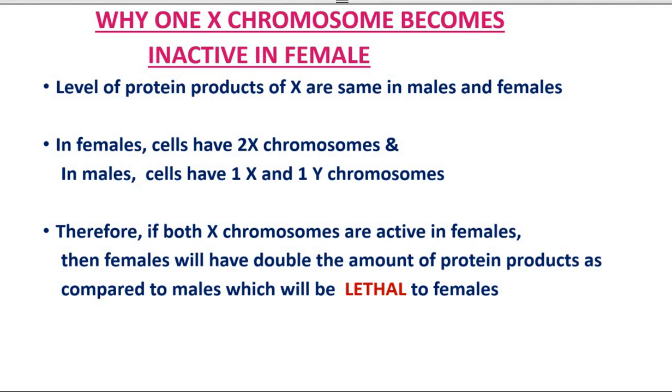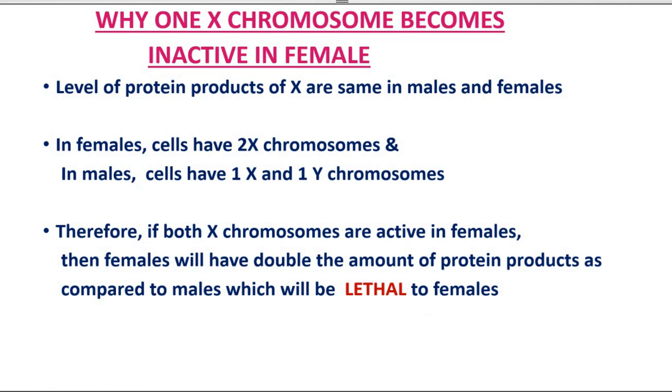Now, which X is inactivated, and why is X inactivated in females only? Females have 2 X chromosomes, so if they form the protein, there will be double the amount of protein in females compared to males, who have just 1 X. And this double amount of protein is going to be very lethal to females.